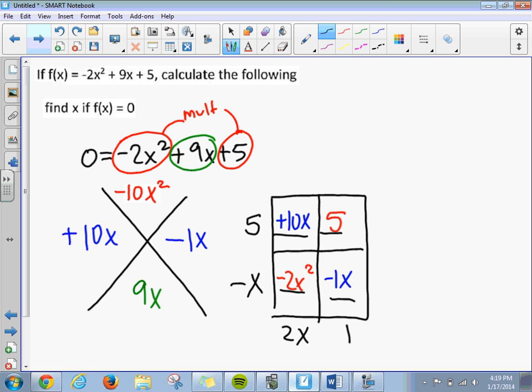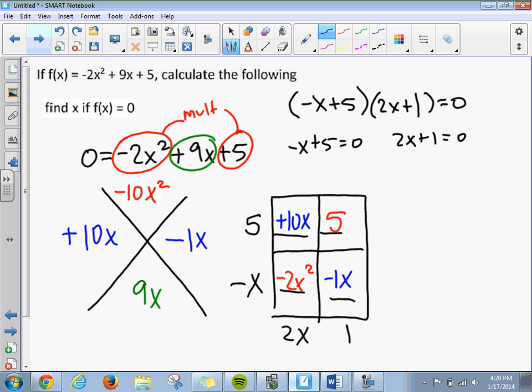Both of those are prime numbers, our negative 1 and our 5. There's nothing they have in common, but we can still pull out a 1 when that happens. So we have negative x plus 5 times the quantity 2x plus 1, all equal to 0. So really you just set those two values equal to 0.